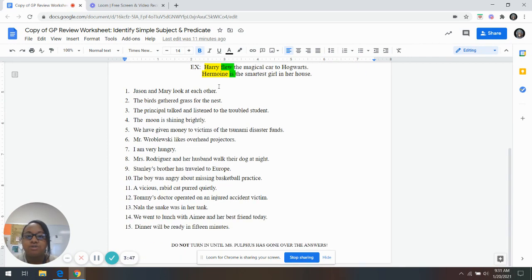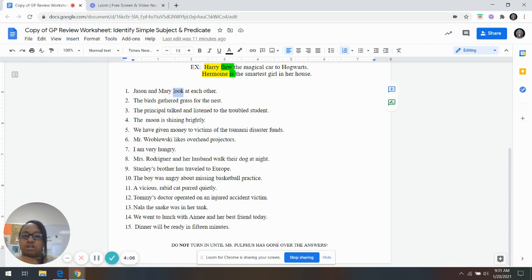So let's go ahead and look at this. Right here are my examples. Y'all know how to read. Verbs in green, subjects in yellow. Jason and Mary look at each other. All right, what I like to do personally is find the verb first. So I'm going to ask myself, what's the action here? Jason and Mary look at each other.